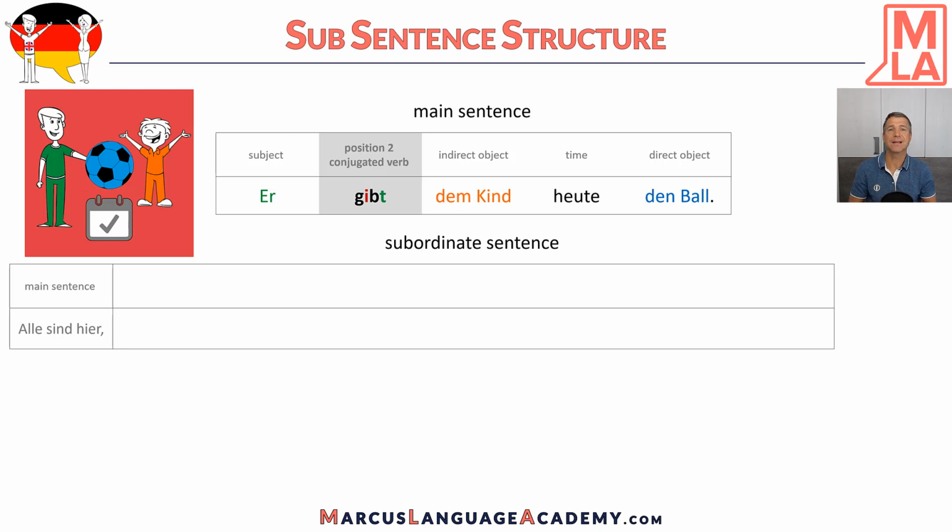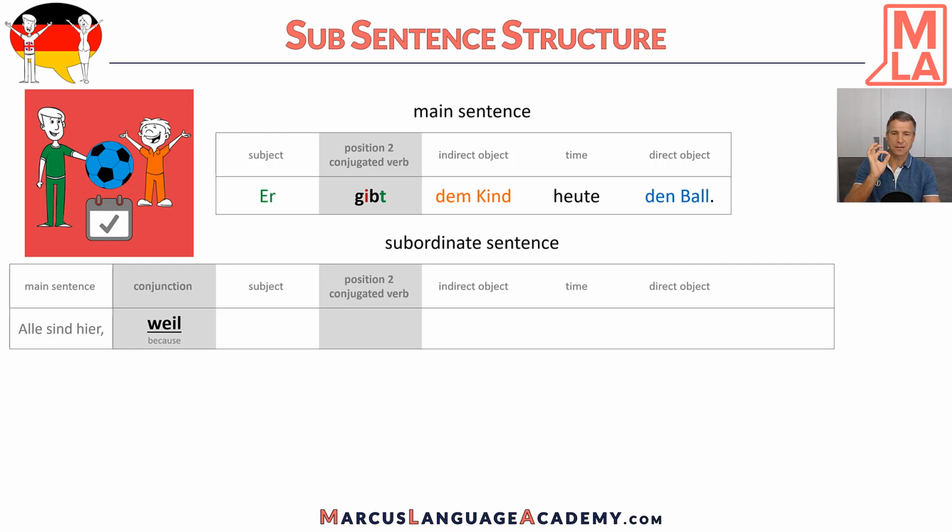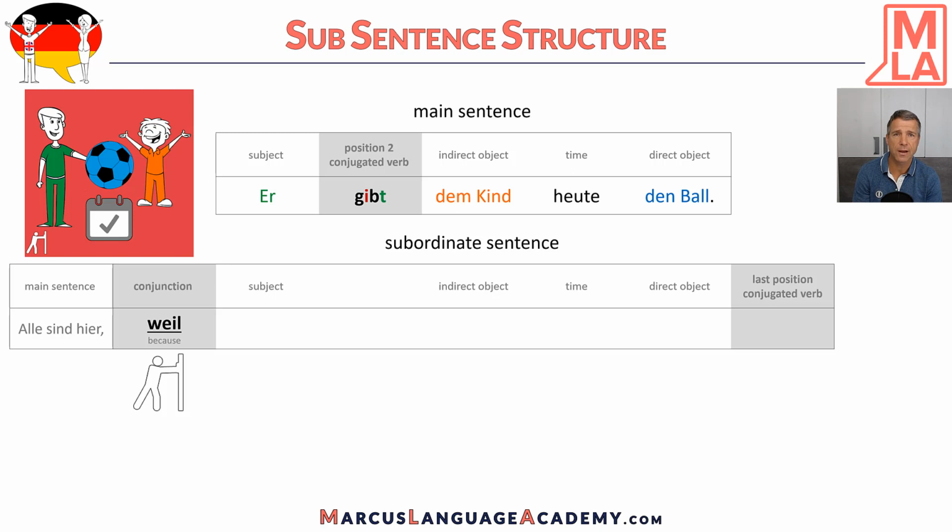Now let's add a sub-sentence. We introduce the sub-sentence in this case with a conjunction. This conjunction is weil. Remember, to ask it's warum, why, and to answer this, weil, because. So normally we think, okay, let's take the same structure as the main sentence. But what happens here is that the conjugated verb, which normally is in second place in the main sentence, goes all the way to the end. And therefore I call the conjunction weil a pusher, because it pushes the verb all the way to the end.